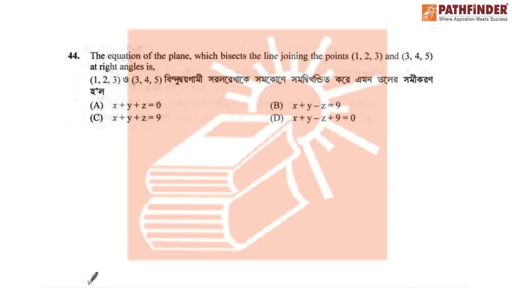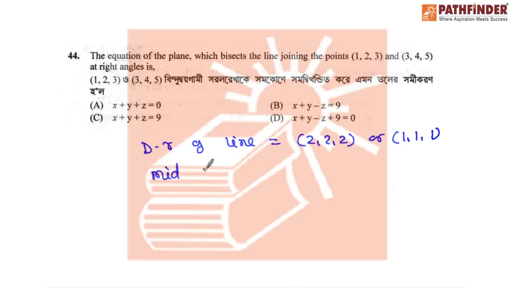Next, question number 44. The equation of the plane which bisects the line joining the points (1, 2, 3) and (3, 4, 5) at right angles is. So the direction ratio of the line joining these two points is 2, 2, 2, or we can write 1, 1, 1, while the midpoint of these two is (2, 3, 4).